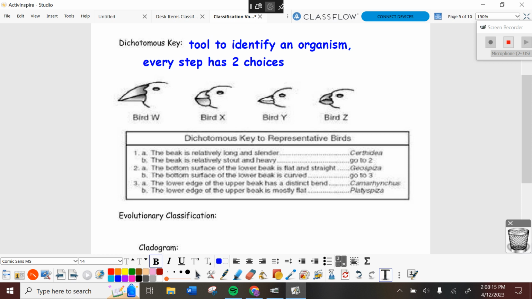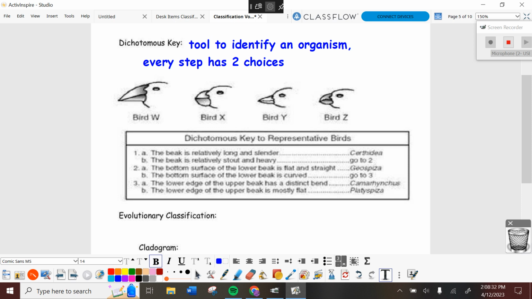What bird do you want me to identify? The first one. Okay, bird W. So you always start at the first step, number 1. By the way, this is kind of like a make your own adventure. Did you have those books when you were a kid, where you get to the bottom of a page and you have to make a choice? Go to this page or that page, right? That's kind of what this is like.